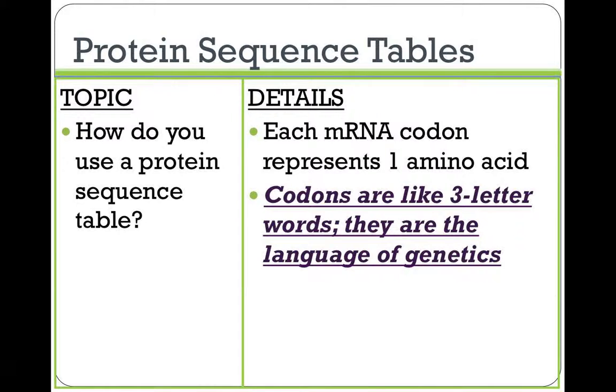Again, each mRNA codon represents one amino acid. So every 3 base pairs represent 1 amino acid. You can think of it this way: codons are like 3-letter words. Remember, we've talked about the letters A, T, C, and G, and in RNA, A, U, C, and G. You put these letters together in different combinations to make words, and this is the language of genetics. These codons will be used to read something called a protein sequence table, which we're going to look at in just a moment.